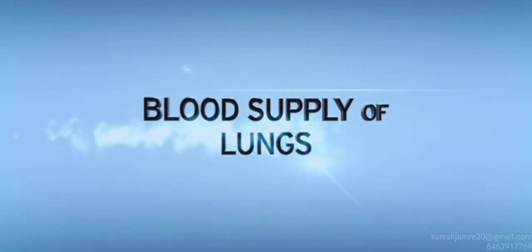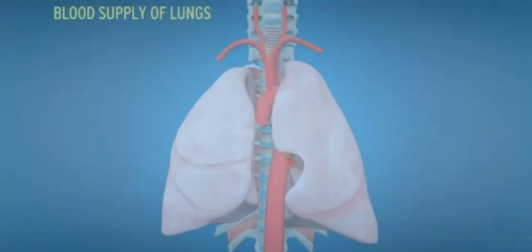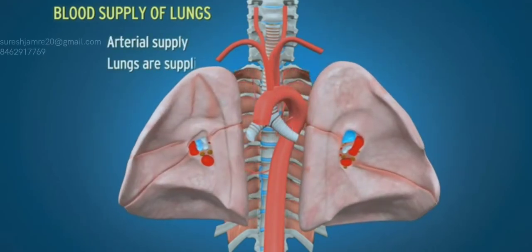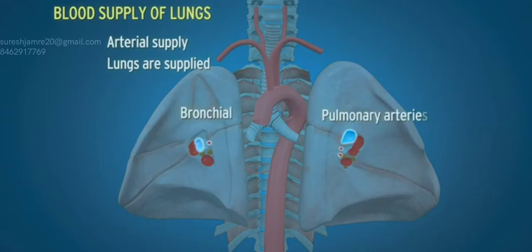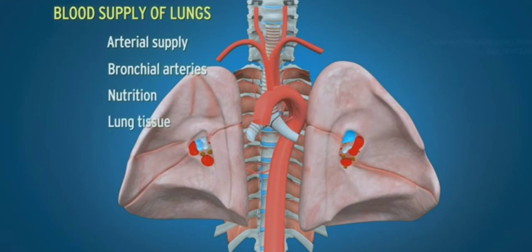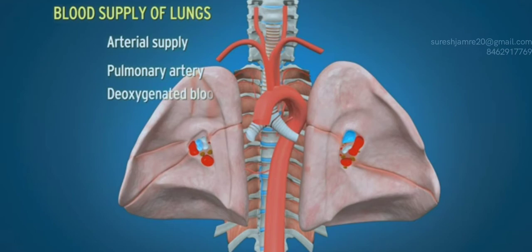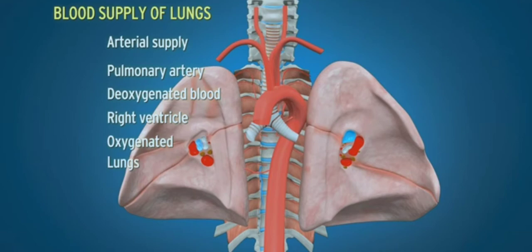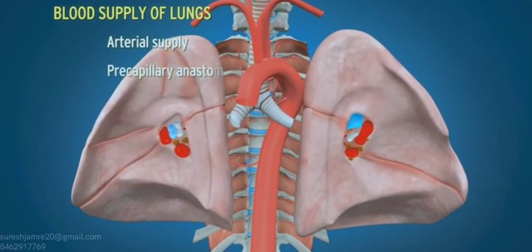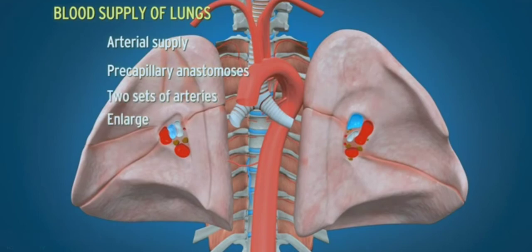Blood supply of lungs. Arterial supply. Lungs are supplied by bronchial and pulmonary arteries. Bronchial arteries supply nutrition to the lung tissue. Pulmonary artery carries deoxygenated blood from the right ventricle, which is oxygenated in the lungs. There is precapillary anastomosis between the two sets of arteries, which enlarge when one of them is obstructed.